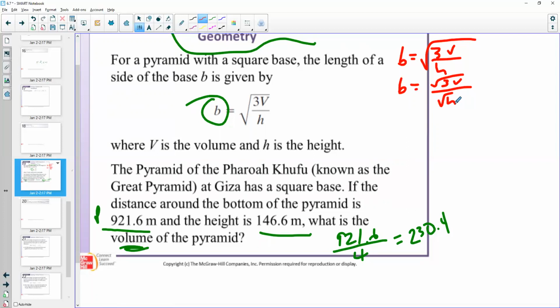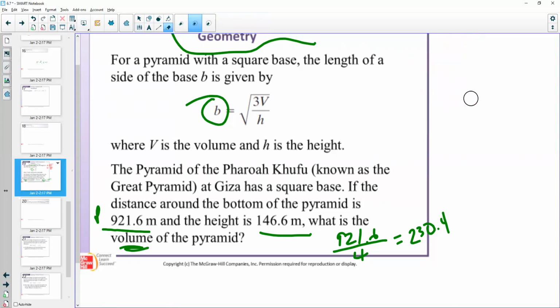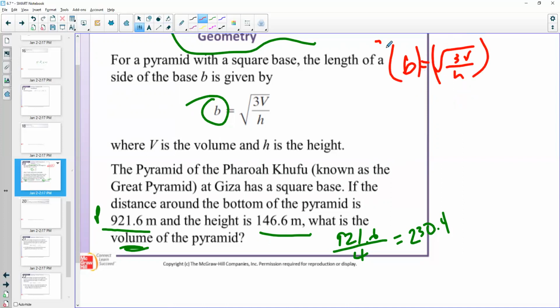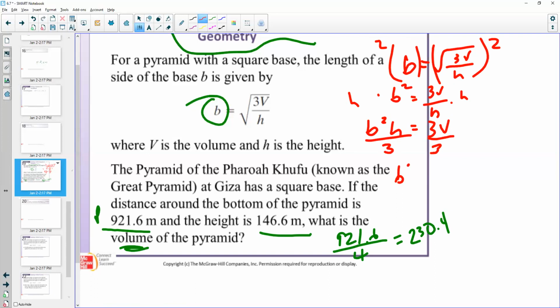Even better yet, I keep thinking about this in the wrong way, and then I have a good idea. It's not like I should actually look at my notes. You probably had this idea before me. I could square both sides, couldn't I? So I'd get B squared equals 3V over H. Now I can multiply both sides by H. So on one side I get B squared H, on the other side I get 3V, divided by 3. So B squared times H divided by 3 equals the volume.